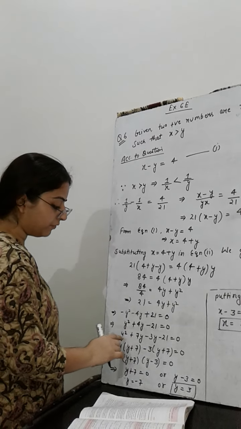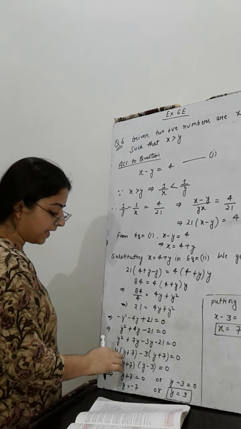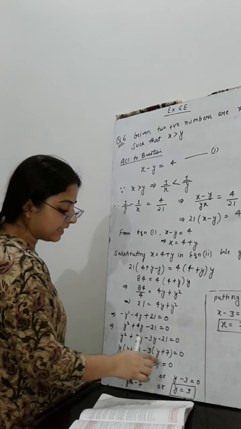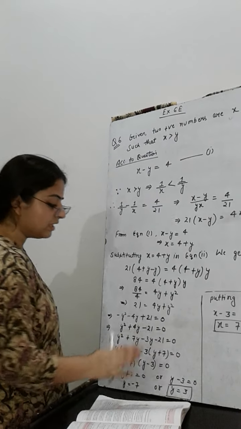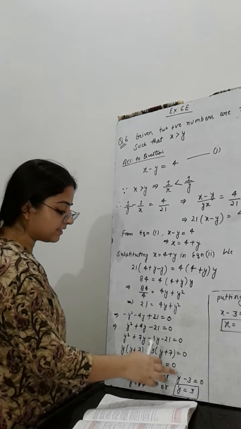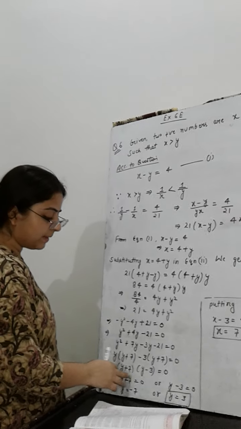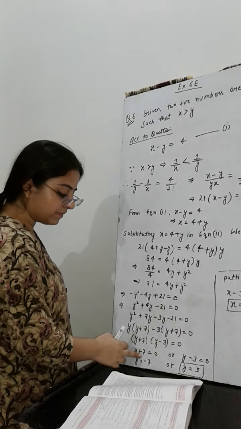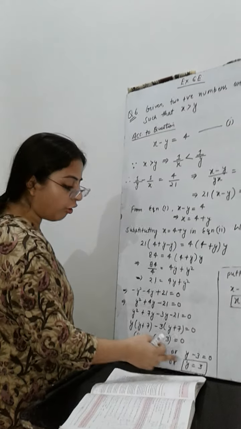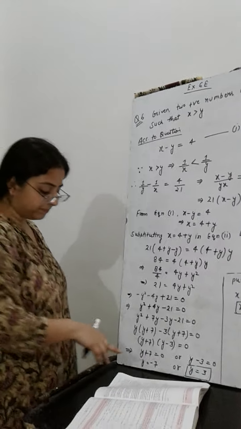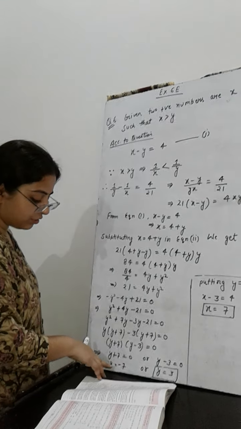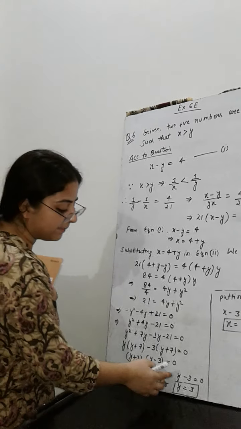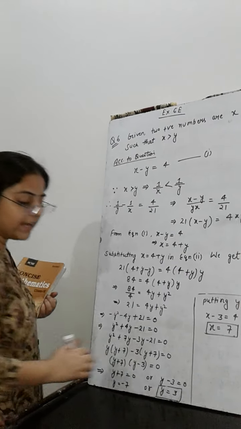Then we have taken y common from the first two terms. Inside the bracket we will get y plus 7. From these two terms we have taken minus 3 common. Inside the bracket we will get y plus 7 equals 0. Then y plus 7 into y minus 3 equals 0. Now since the product of these two numbers is 0, it means that either the first term, y plus 7, will be equal to 0 or y minus 3 will be equal to 0. So if y plus 7 is equal to 0 then the value of y will be minus 7, and if y minus 3 is equal to 0 then the value of y is 3.